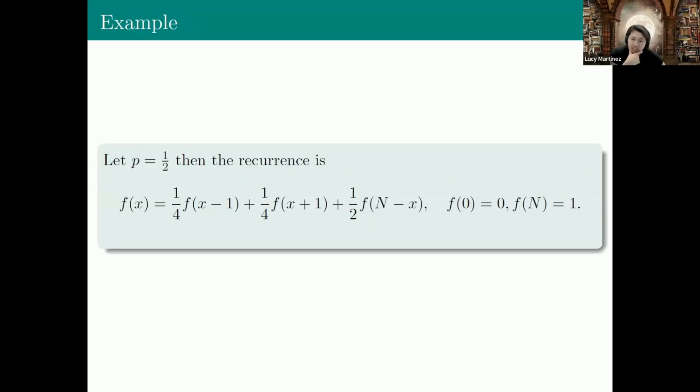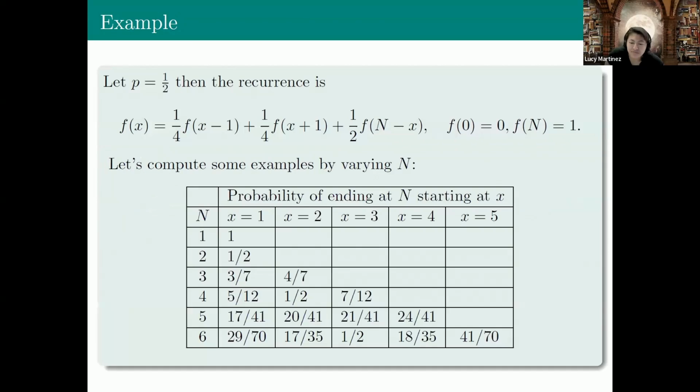Okay, so let's just look at an example. We're going to do the same thing that we did with the probability. We're going to compute some examples and show a table of what some of these probabilities look like. And for this case, again, we're gonna look at p equal to 1/2. Again, we're just gonna look when n is between 1 and 6. And so these are some of the probability values.